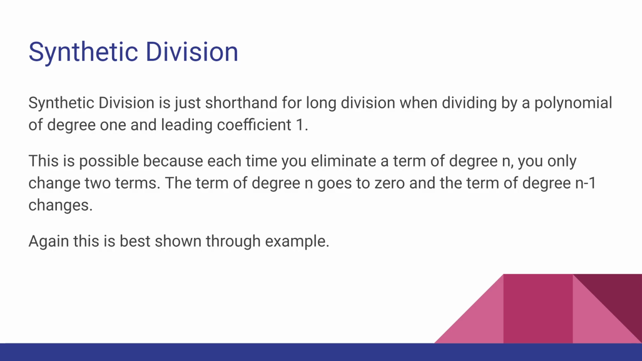Alright, so for synthetic division, this is basically a shorthand for long division, except only when we have a linear polynomial being our divisor with a leading coefficient of 1. This is possible because each time you eliminate a term of degree n, you only change 2 terms. The term of degree n goes to 0, and the term of degree n minus 1 changes. Again, this is best shown by example, which we'll go through on the next slide.